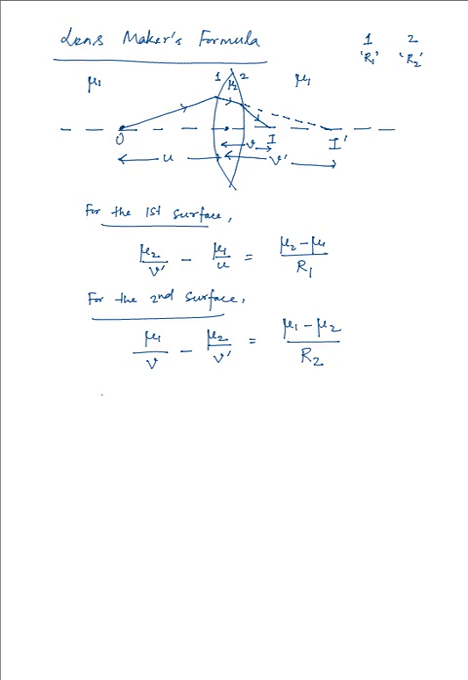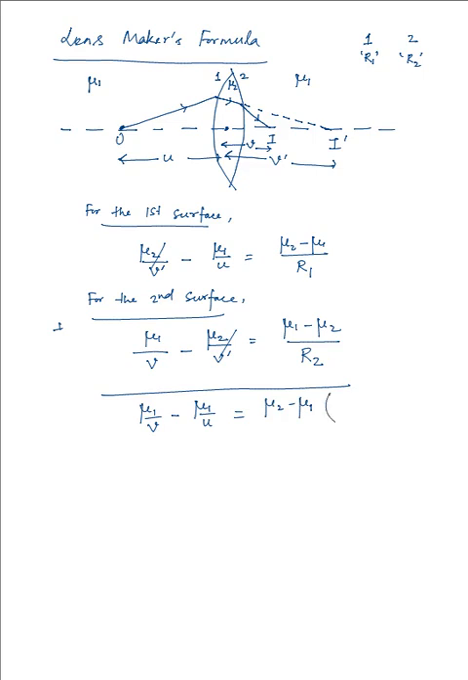Now if we add up both these equations, what we get is mu2 over v prime cancels out, and what we are left with on the left hand side is mu1 over v minus mu1 over u equal to, well, I can keep the mu2 minus mu1 in common.